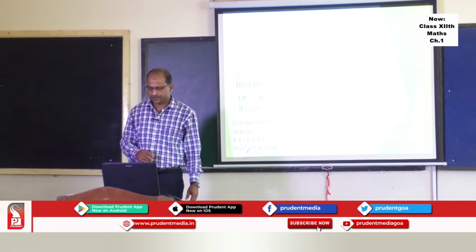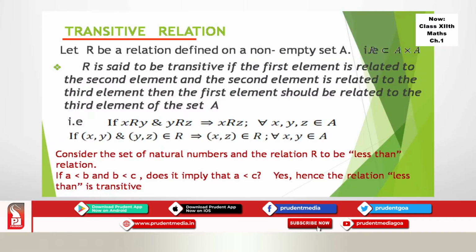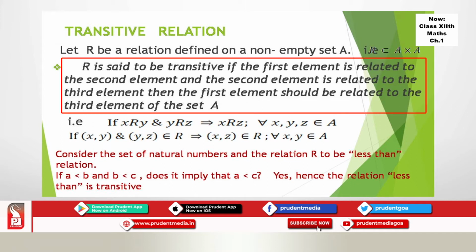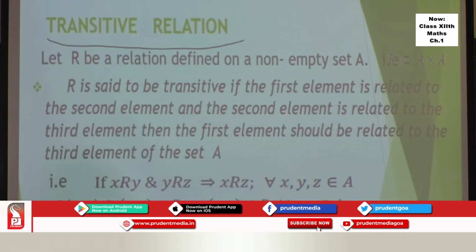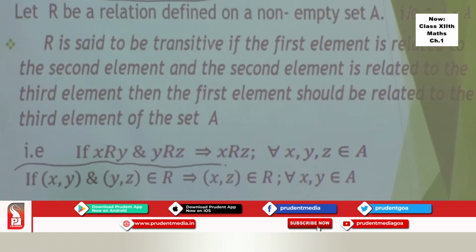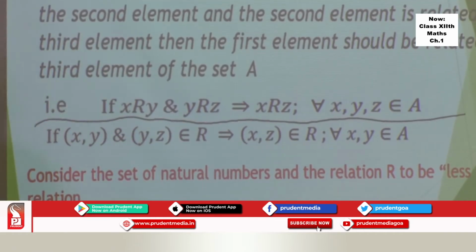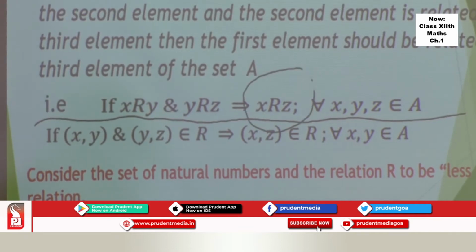Let us go for the third one, transitive relation. Now, what is a transitive relation? Again, let R be a relation defined on non-empty set A, that is R is a subset of the cross product A cross A. R is said to be transitive if the first element is related to the second and the second element is related to the third, then the first element should be related to the third. It is clearly mentioned here: if X is related to Y, Y is related to Z, then that should imply X is related to Z.